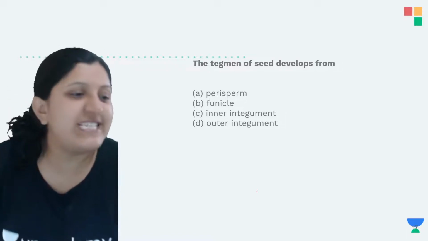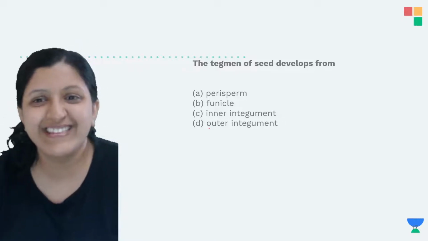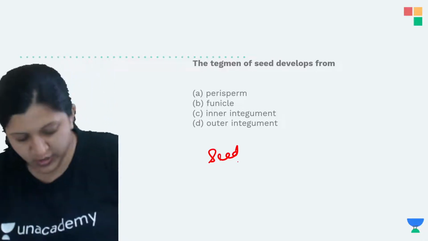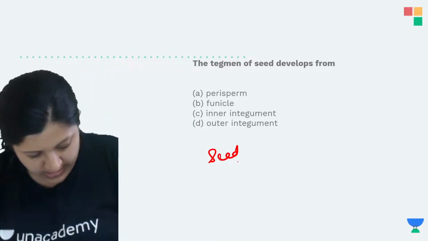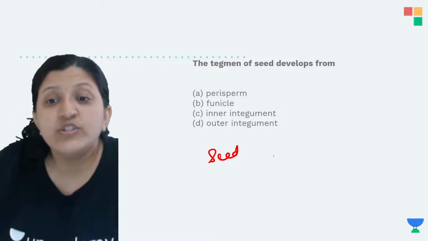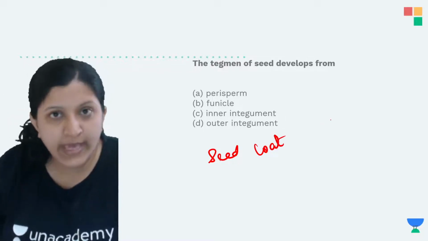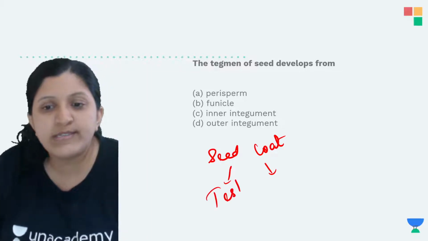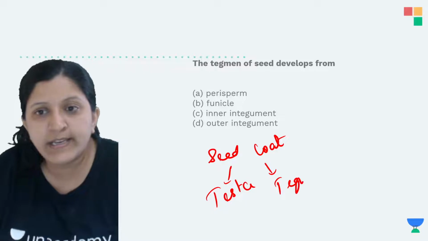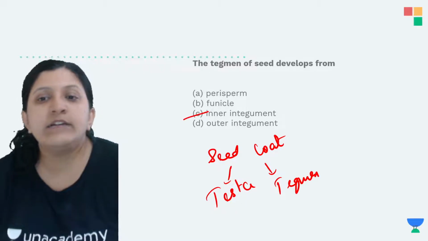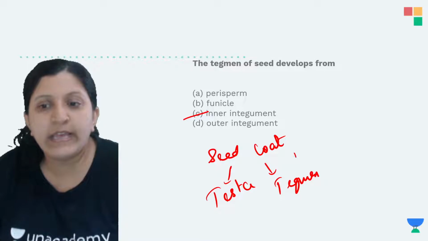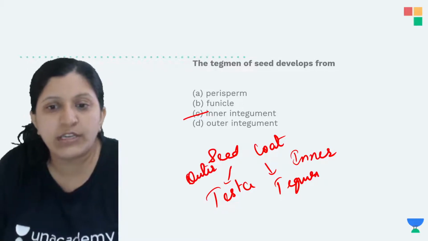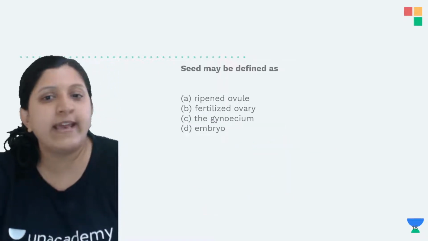So the tegmen of seed develops from. In the beginning I said seed coat. So in seed coat formation we can see an outer and an inner layer. Two of them are there. The outer is testa and the inner one is tegmen. That means the inner integument is for the inner side, and this one is the outer integument. Okay, moving on to the next one.